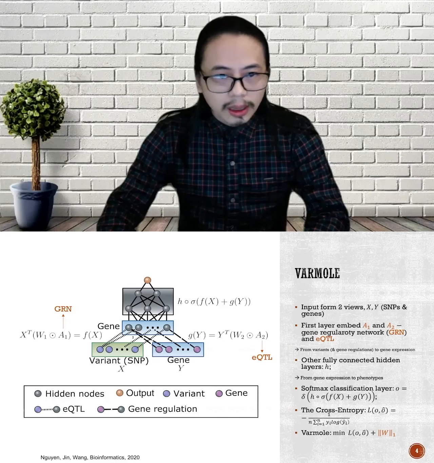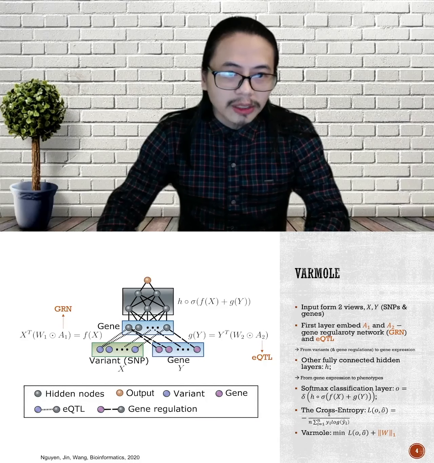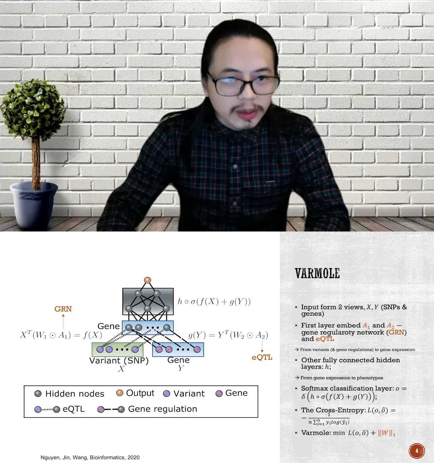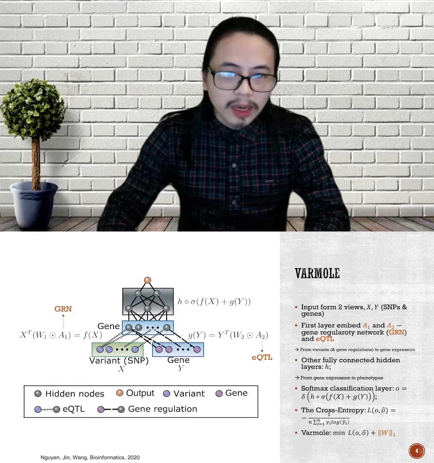So, as I said, this resembles how variants and gene regulation give rise to gene expression. So in this layer, the number of nodes here is equal to the number of genes here.